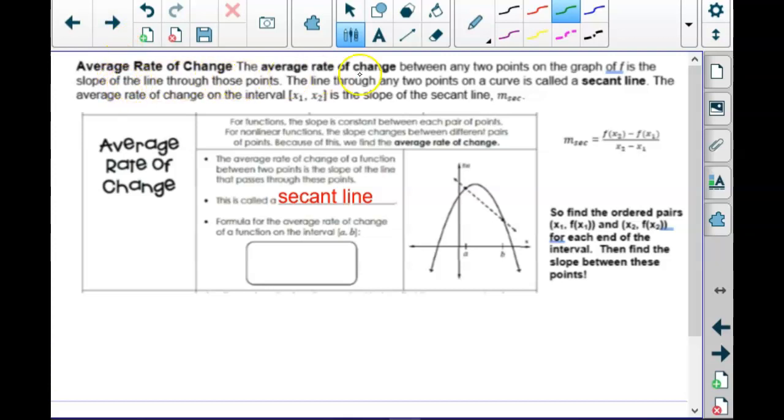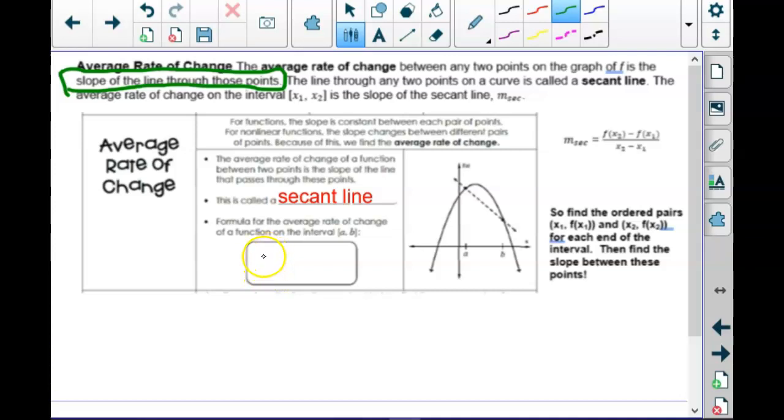It says average rate of change. The average rate of change between any 2 points on a function is the slope of the line through those 2 points. Right there. So the line through any 2 points on a curve is called a secant line. The average rate of change from the interval x1 to x2 is the slope of that secant line. So I'm going to write this in here, but you just really need to remember that it's slope, okay?